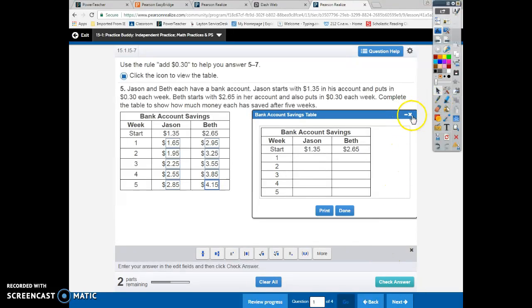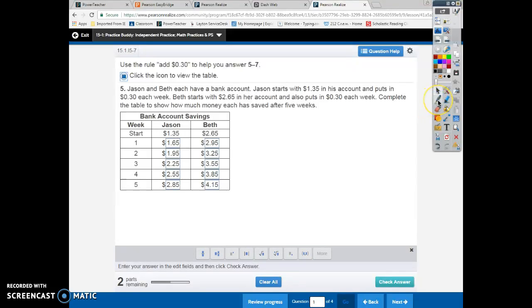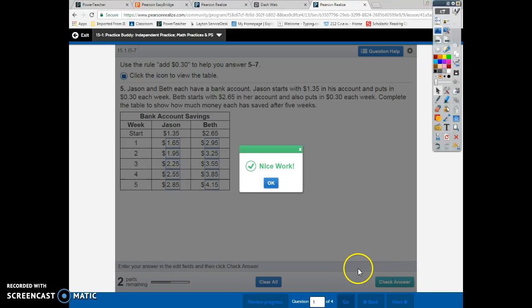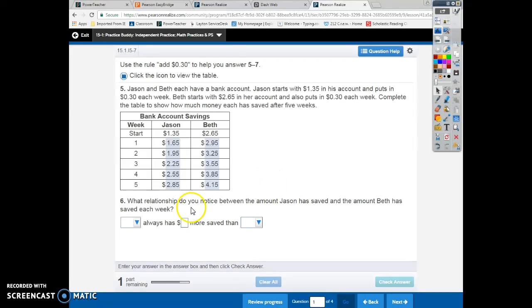I want you to notice a couple of things pattern-wise, you guys. If I look at this, I can almost see this is 1.65, this is 2.65, this is 1.95, this is 2.95, this is 2.25, this is 3.25. Beth's almost $1 behind each time. It's kind of interesting. Check our answer, we get a nice work, and then you want to keep asking.